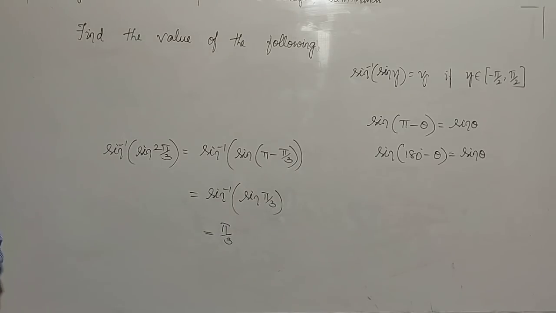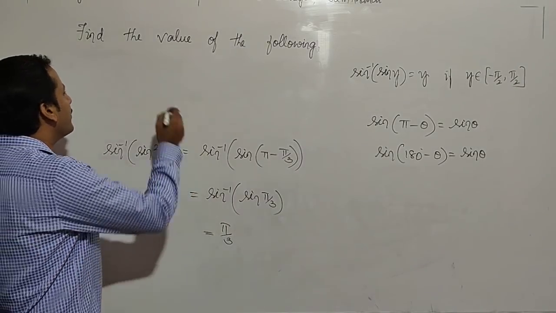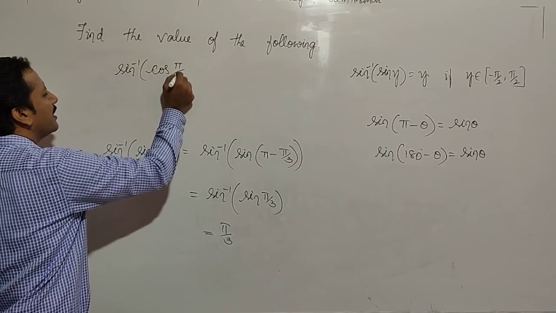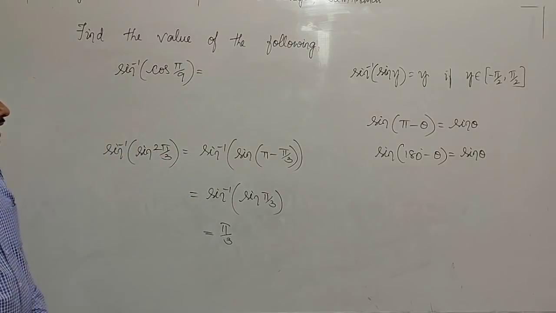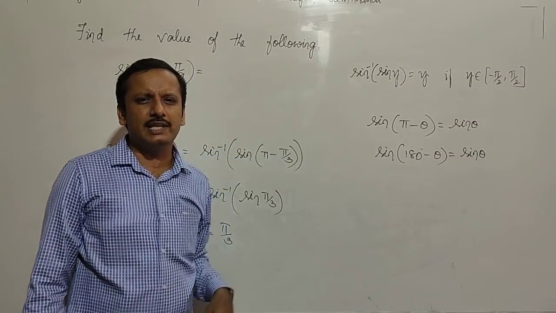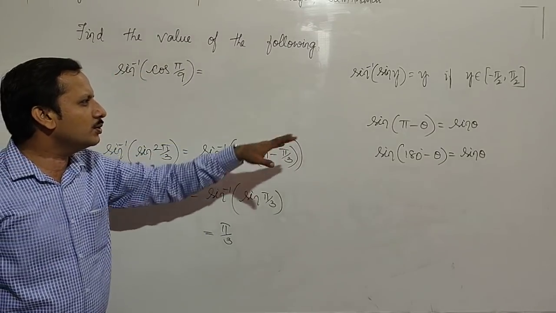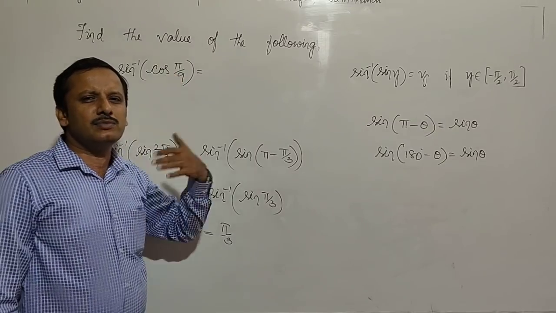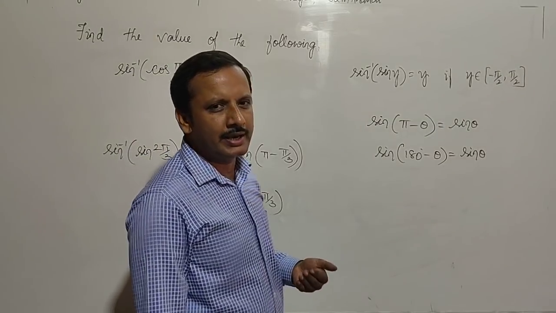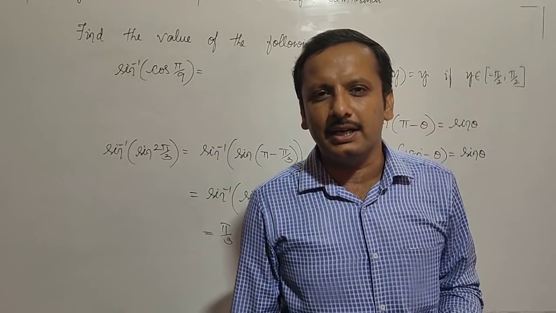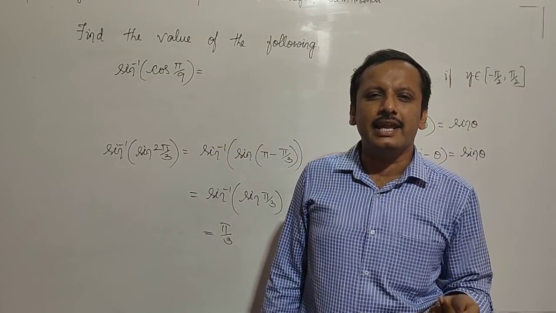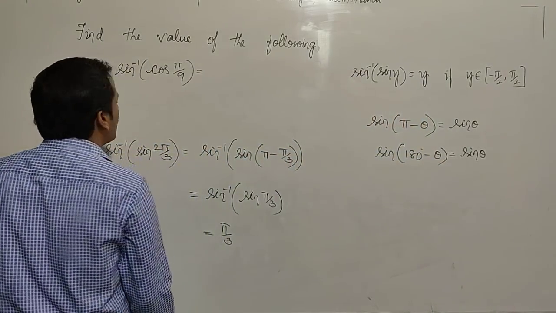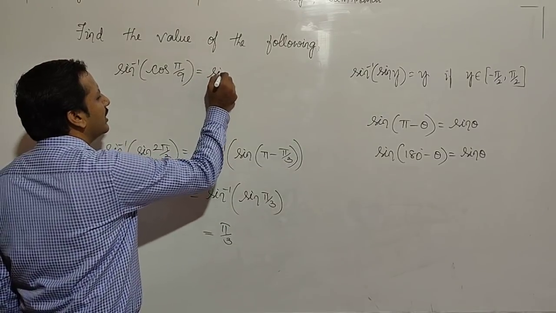The next question is sine inverse of cos pi by 9. Sine inverse of cos pi by 9. Say I would like to use this formula, sine inverse of sine y. If I want to use that formula, I have to write this cos pi by 9 in terms of sine. So how can I do that? As we already know, cos theta can be written as sine of 90 minus theta, or sine of pi by 2 minus theta is equal to cos theta. So that formula I would like to use.